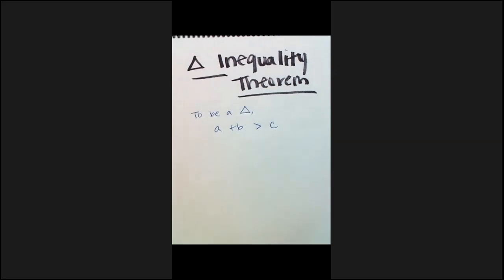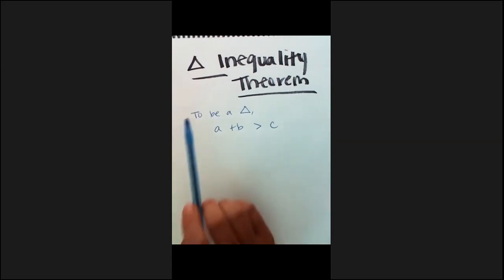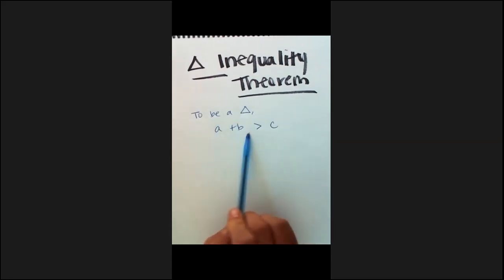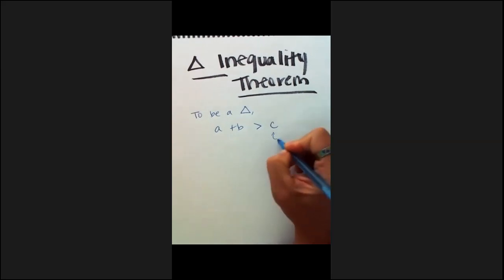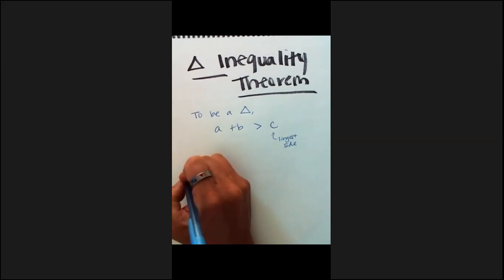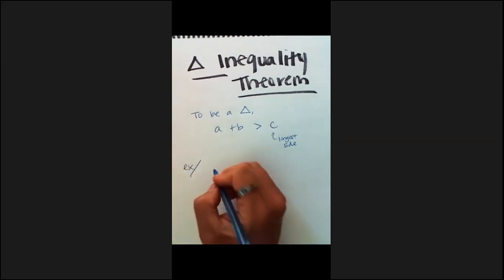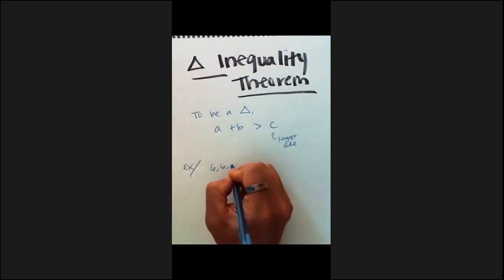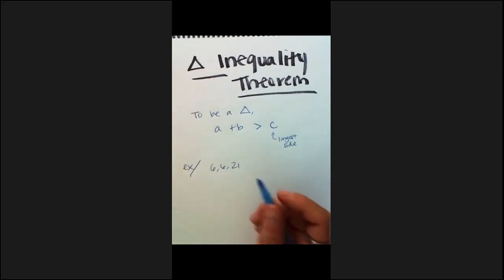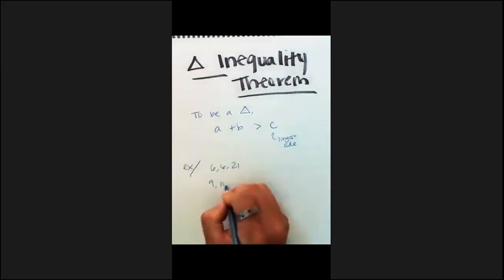All right. 3, 2, 1, go. Next up in our lesson, we have the inequality theorem. So this theorem just says that in order to be a triangle, A plus B, which are the 2 small sides, must add up to be greater than C, which is the longer side. So C, you can think of it as a hypotenuse, as some people call it. So just remember, A plus B has to be greater than C. So we're going to go ahead and do some examples, and we're going to decide whether these side lengths can be a triangle or they cannot be a triangle.